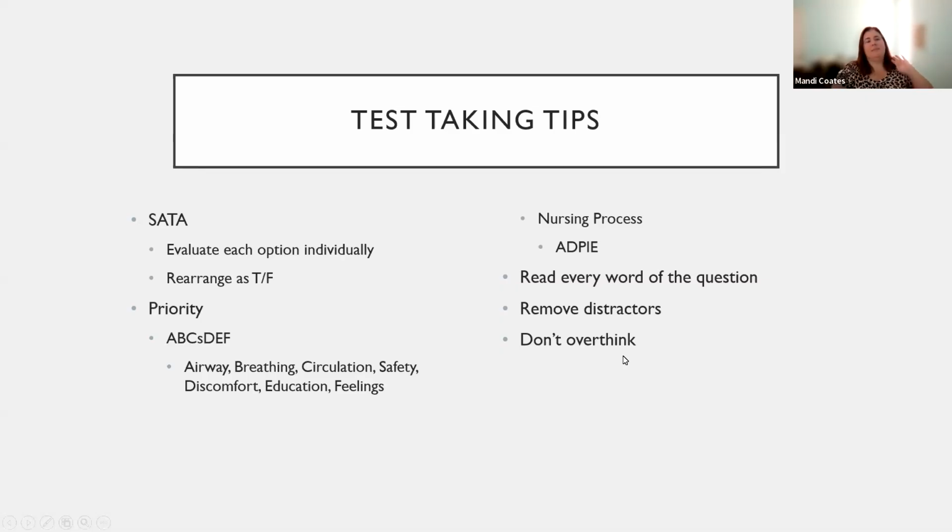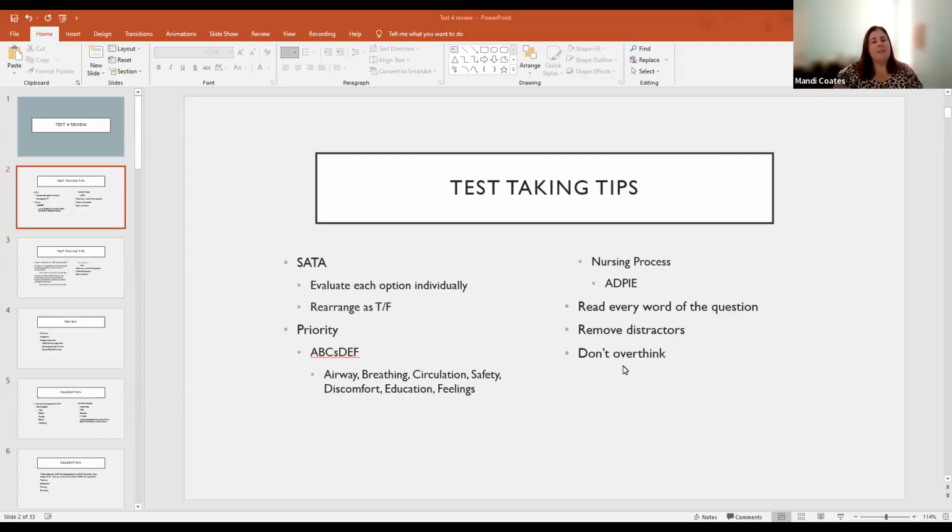Some test taking tips. Select all that apply questions are very hard for a lot of you guys, so we're going to talk about that for a second. I know Ms. Amick has talked to you a lot about taking select all that apply questions. Make sure you look at each option individually. Read each one, consider it, make it a true or false statement, and pick which ones are true, unless it's asking you what not to do.